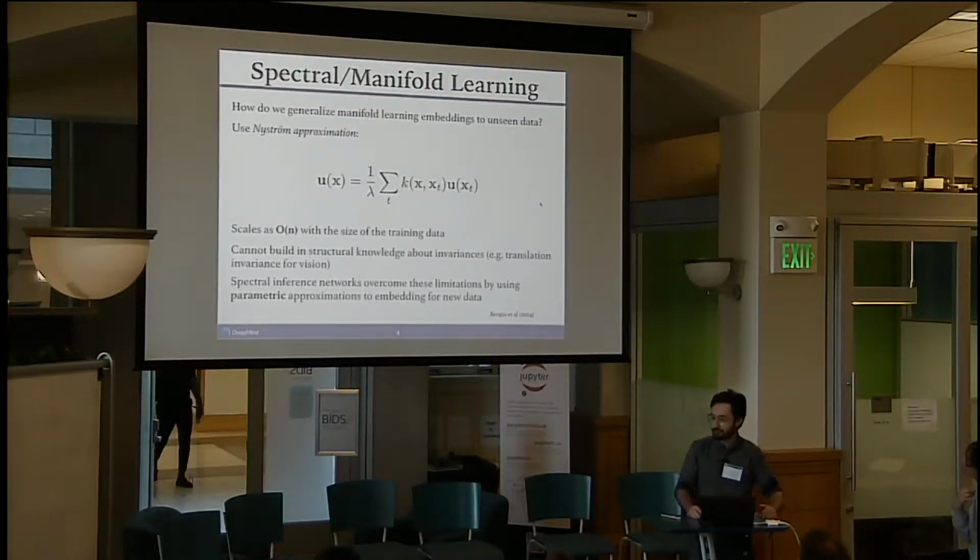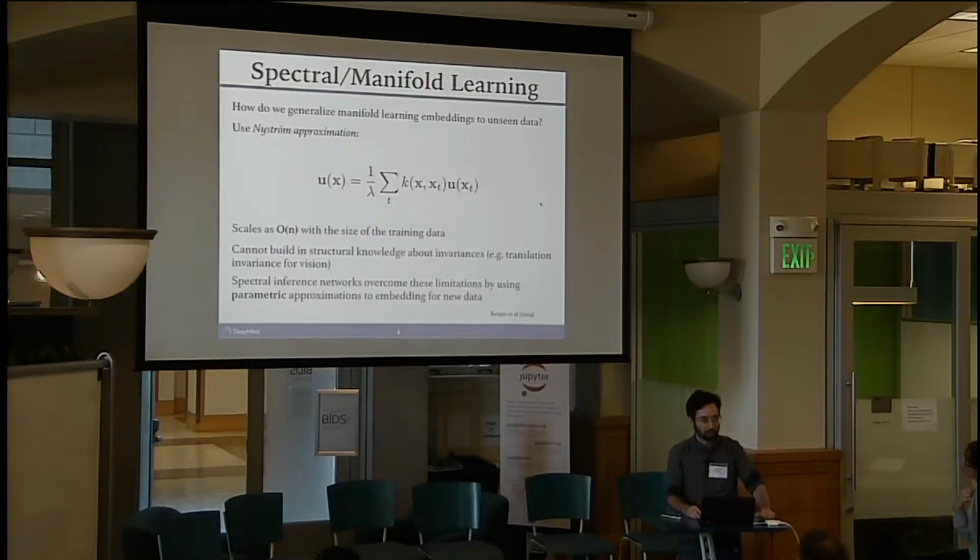And it's also very hard to build in any structural priors, things like translation invariance or things like that. So what we aim to do with what we're calling spectral inference networks is: can we overcome these limitations by doing these spectral decompositions using a parametric function approximator, by using deep learning?